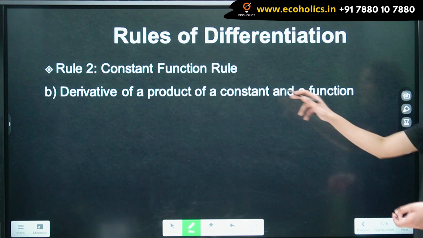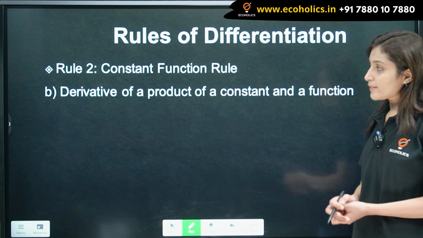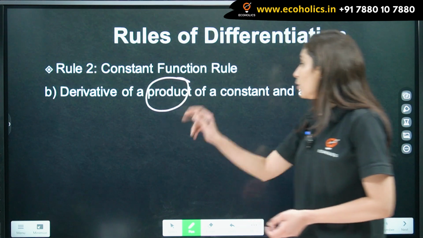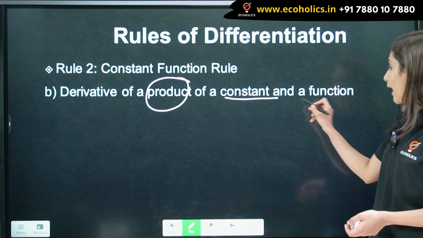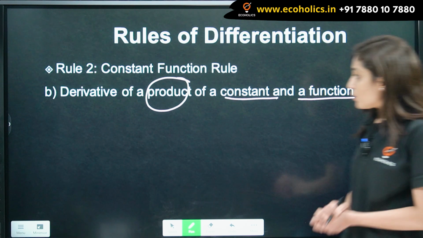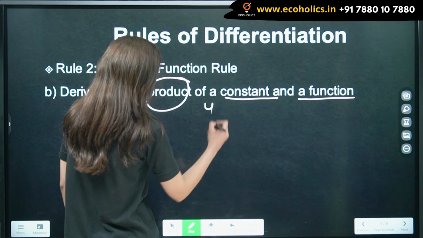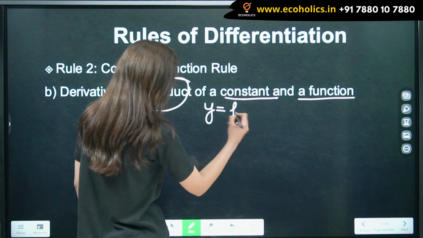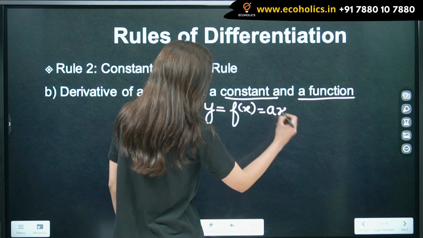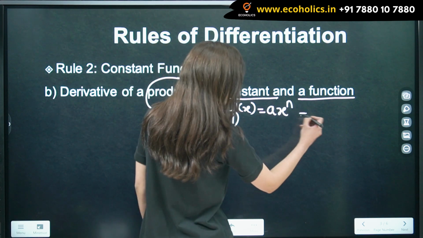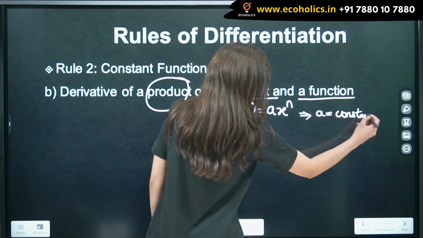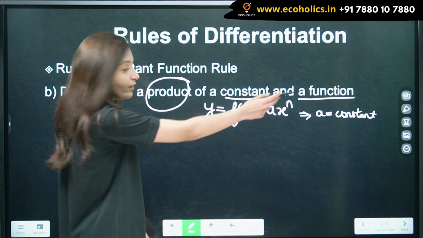Now, let's look at another condition. In the second condition, we have the derivative of a product of a constant term and a function. Now, how are we going to represent this function? So, y is equal to f of x, that is equal to a x raised to n, where a is a constant term.